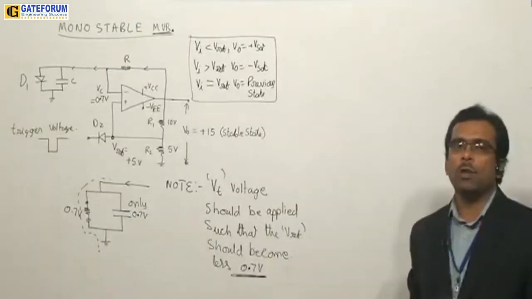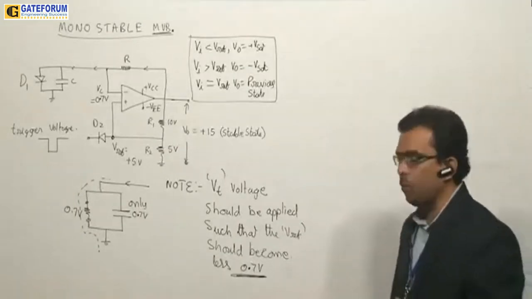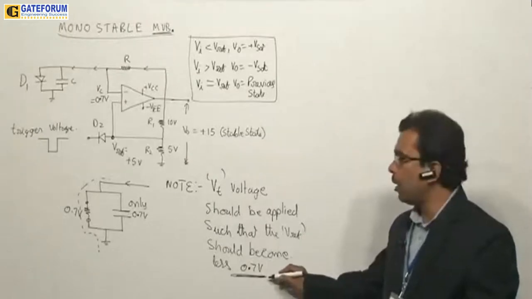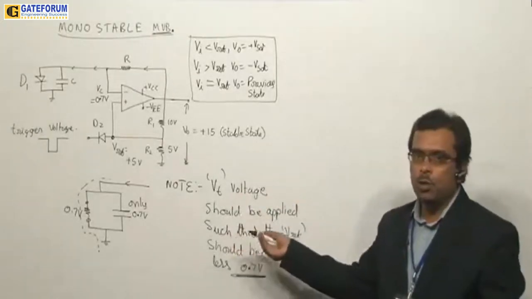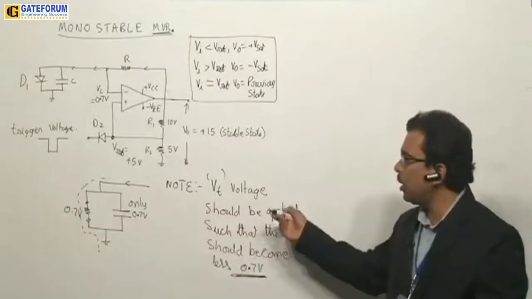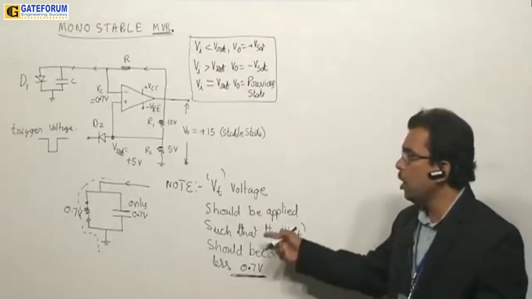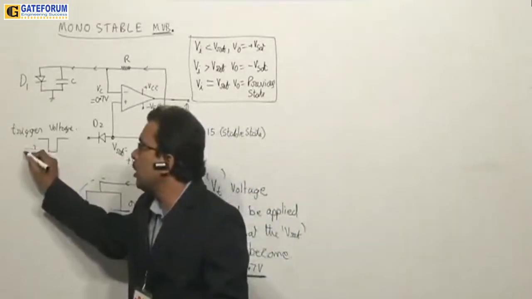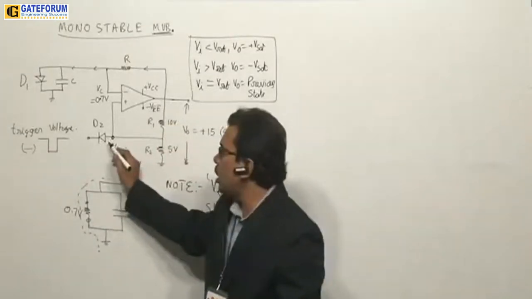One should observe this point very, very carefully. This is a very important point. Then only this circuit will work, otherwise it will not work. So you need to take care that the voltage you are giving at the input should be less than the 0.7 volts. That is the reason I am giving a negative trigger here, so that the diode will be on.